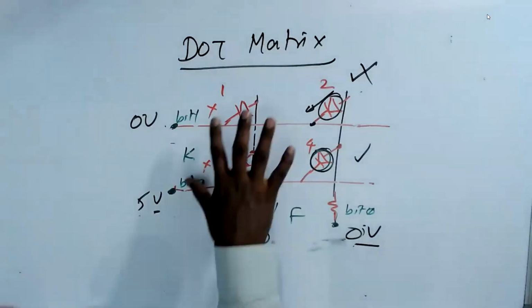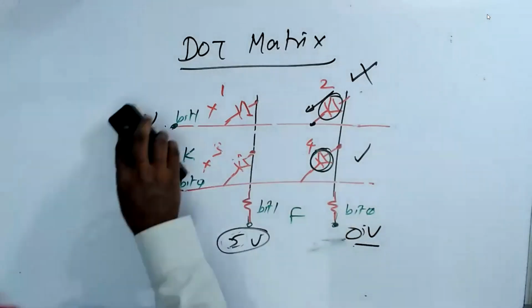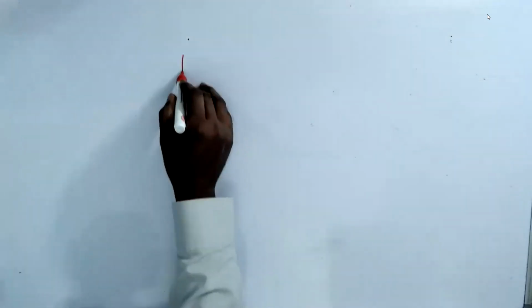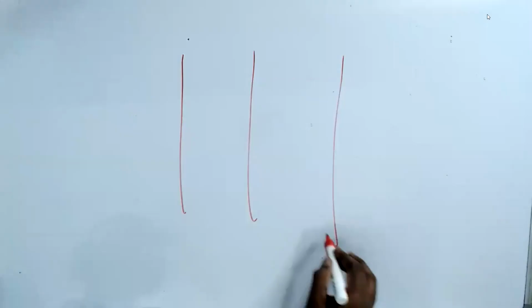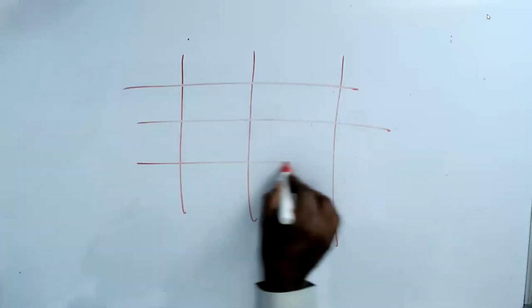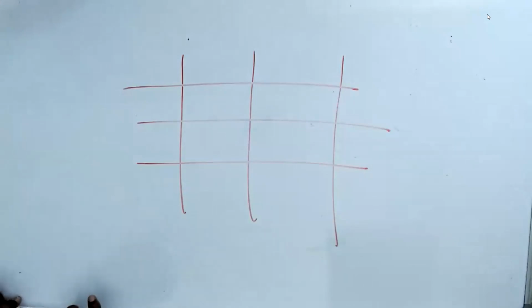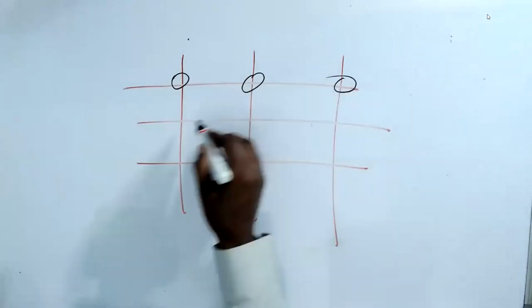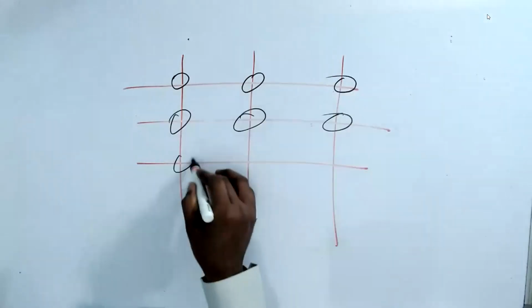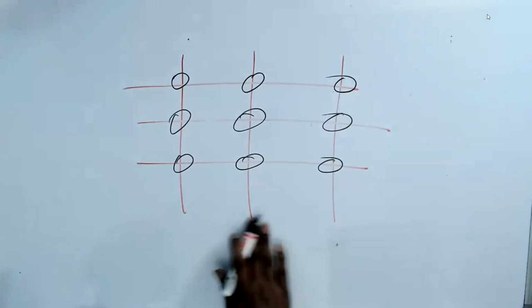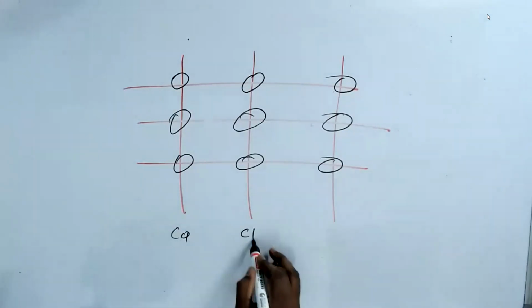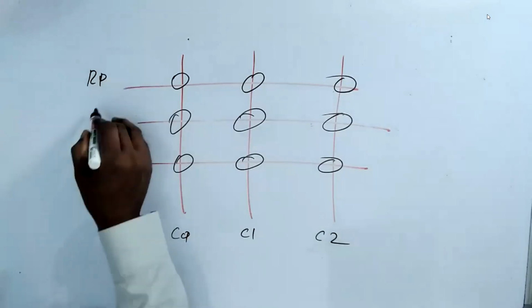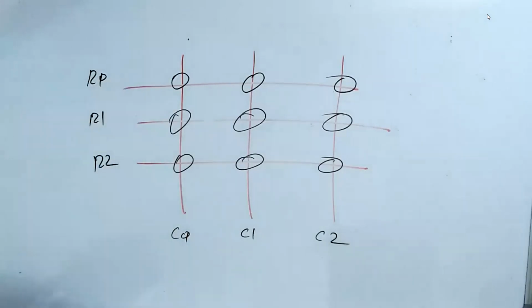So now we have seen this LED. Now the same thing, I can make 3 by 3. See here, I can now make 9 LEDs: 1, 2, 3, 4, 5, 6, 7, 8, 9 LEDs. And this will go to column 0, column 1, column 2, row 0, row 1, row 2.